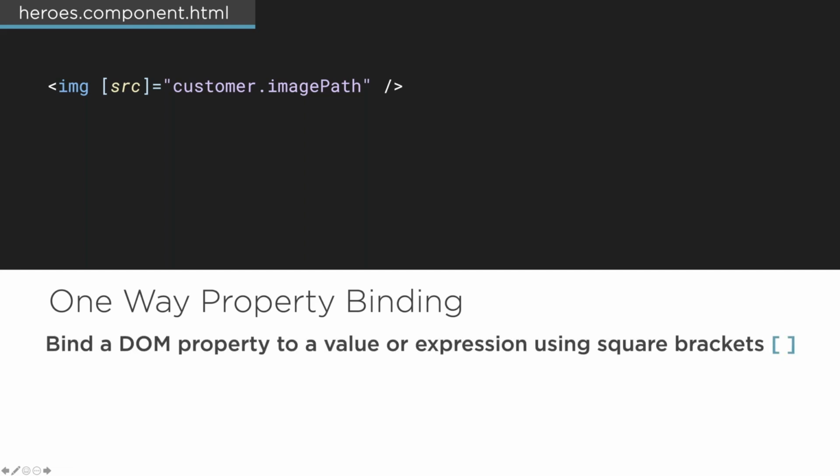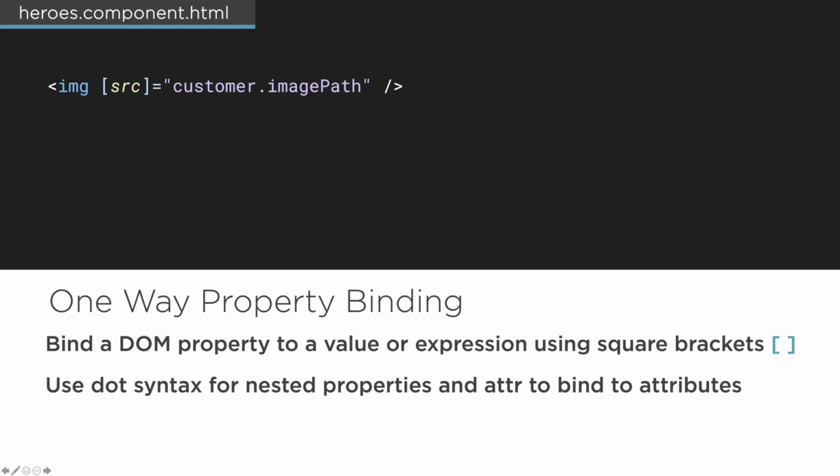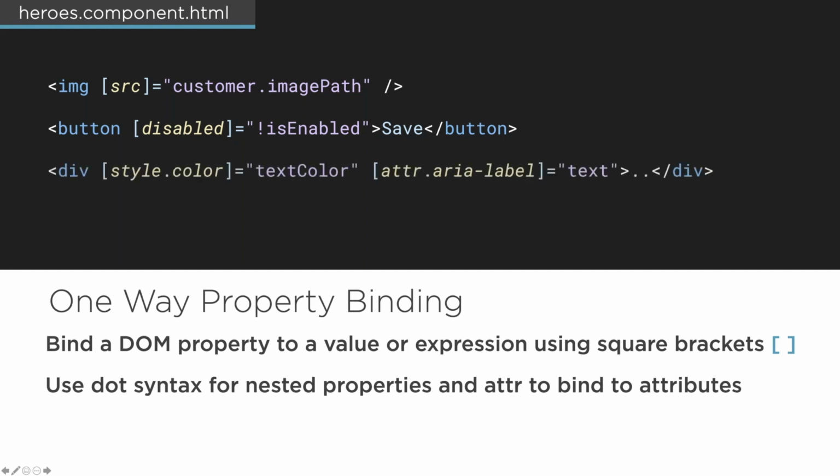So wrap any DOM property that you want, and you can also use dot syntax. Notice I'm doing customer.imagePath, which means you can also do things like disabled. You could have a model that says, hey, is it enabled or not? And then set the disabled property for the button. Or you could do something like an ARIA label. So if you want to have accessibility in your app, you could set your text model to the ARIA label by wrapping that with the square braces. And you could even set the style's color if that needs to be dynamic as well. So it's pretty cool what you can do inside those one-way property bindings.